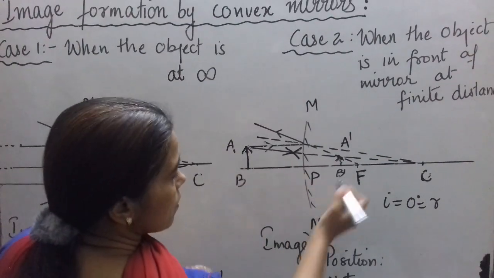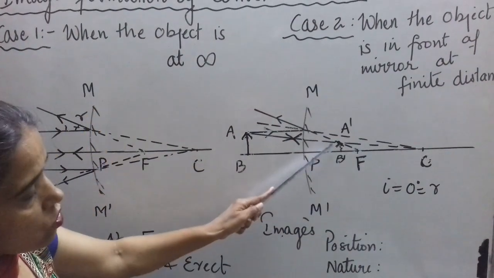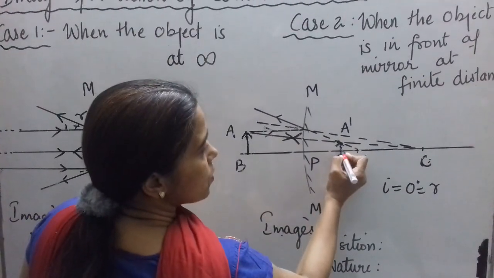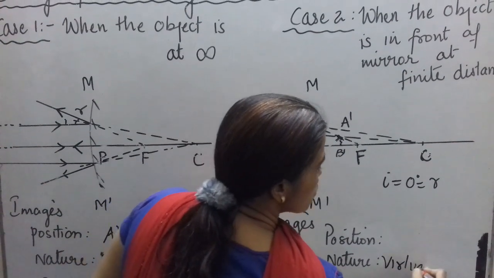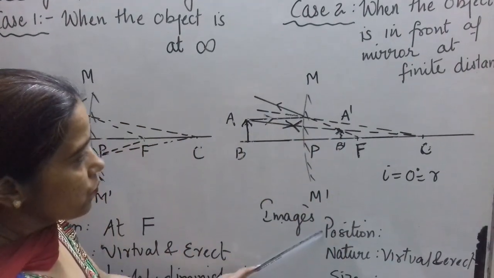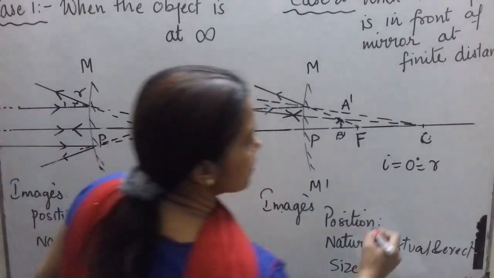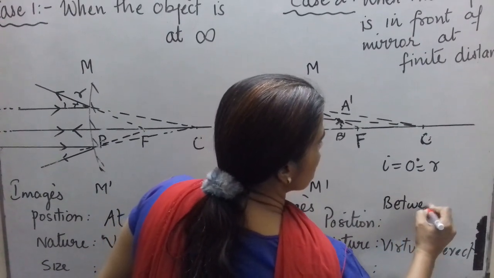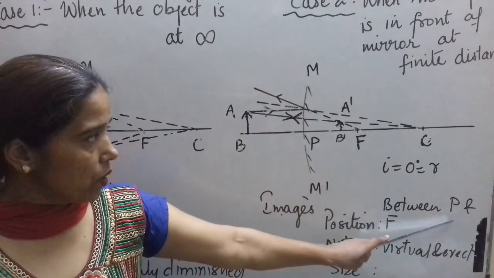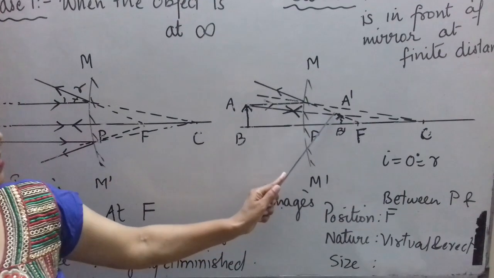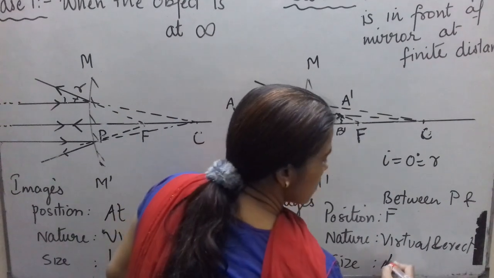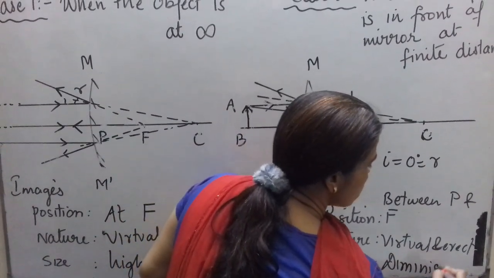Okay, so in this case, now image position. Why have I drawn this dotted image? Because the rays appear to meet here. So image formed is dotted. It means nature is virtual and erect. What about its position? Between P and F, behind the mirror. Between P and F, and you can write behind the mirror. Size, we can easily see, compare the size. This is the size of object, this is the size of image. So it is diminished, smaller than the size of object.